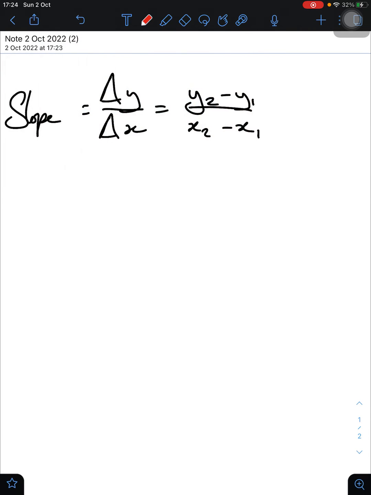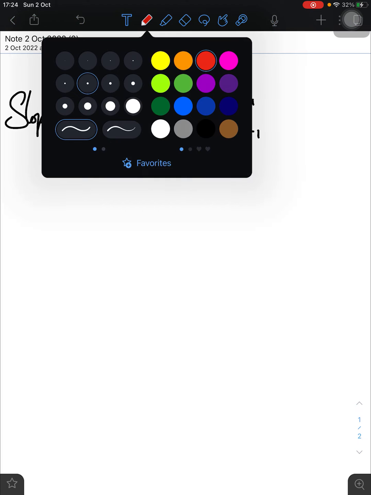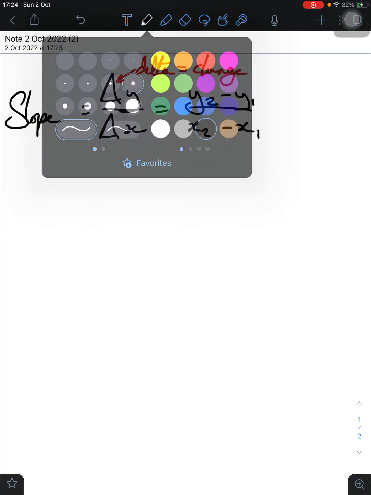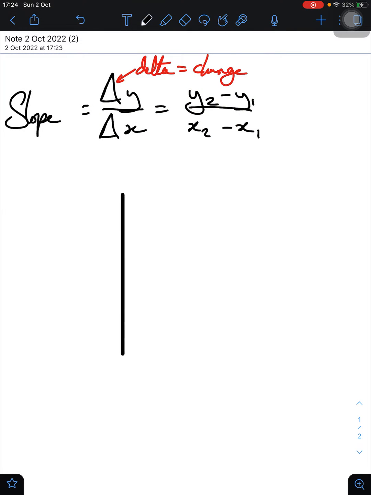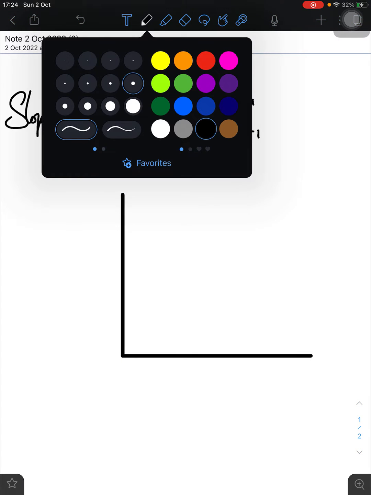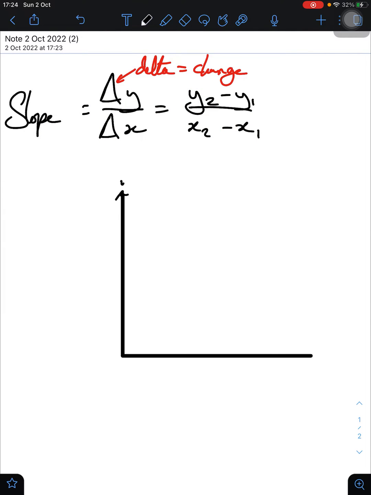And this symbol here is delta. It comes from the Greek. It basically means change, capital delta. So if we draw two sets of axes here for our variables, y and x, and then we draw a curve on that axis. So this is y, x, and let's label the curve here f of x.